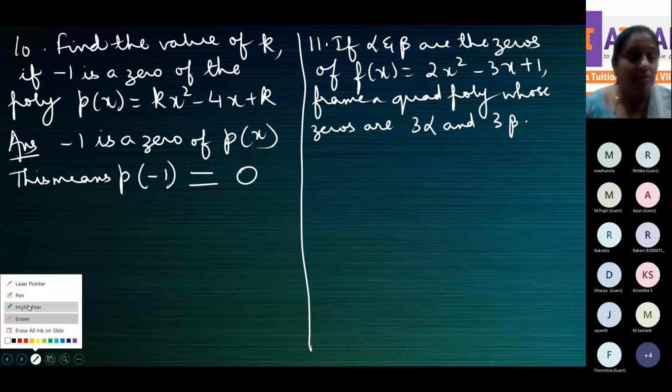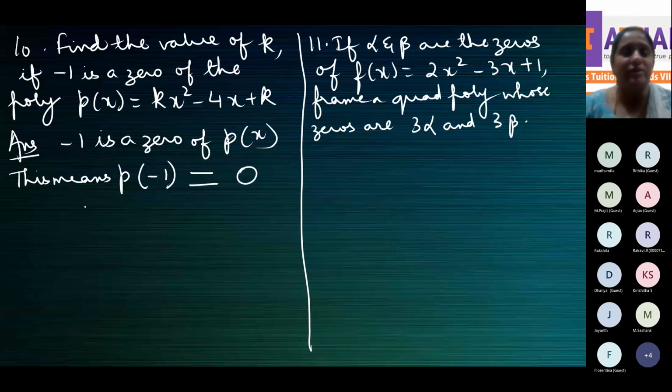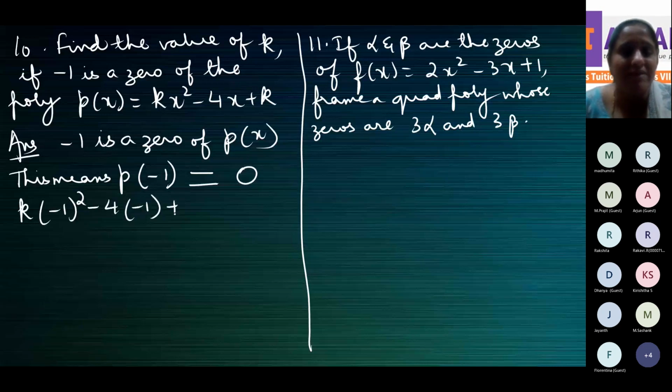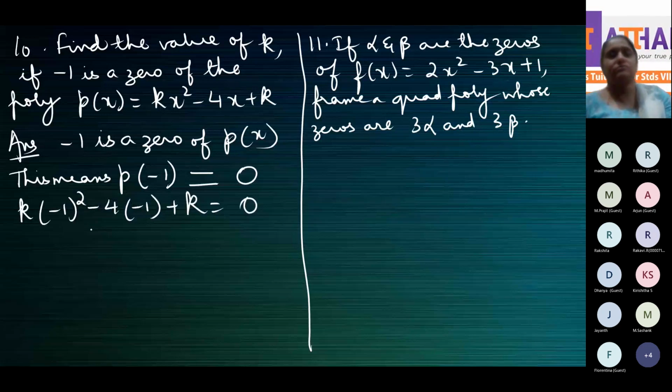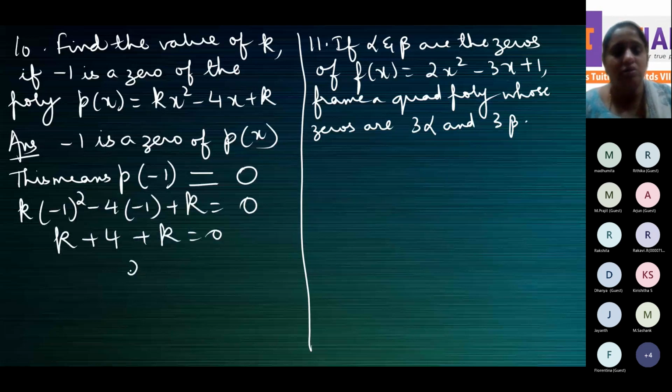So how will you work P of -1? In the polynomial P of X, wherever there is X, you should use -1. So K into -1 the whole square -4 into -1 plus K is equal to 0. So -1 the whole square is 1. So K plus 4 plus K is equal to 0. 2K is equal to -4. K is equal to -2.